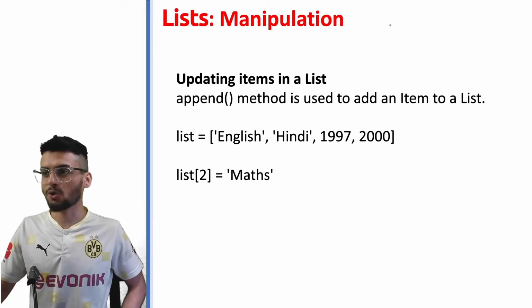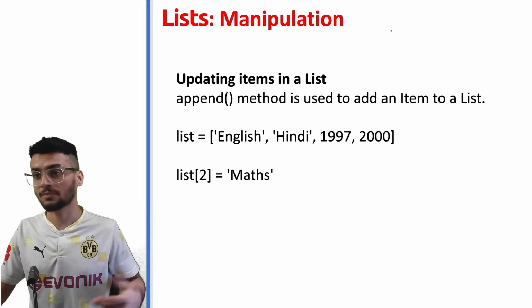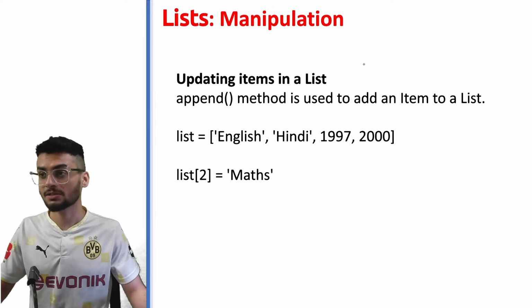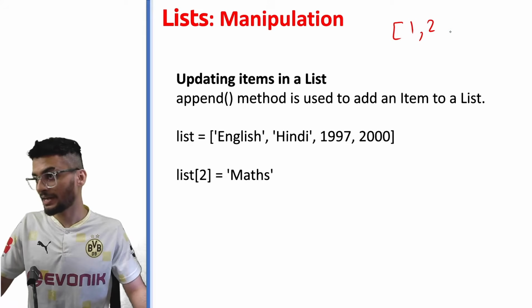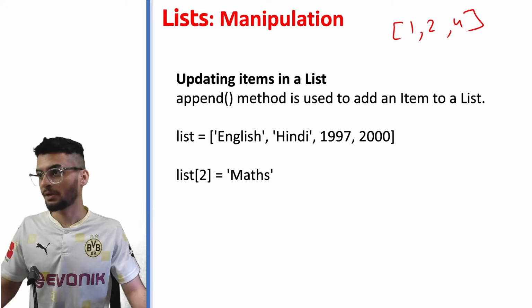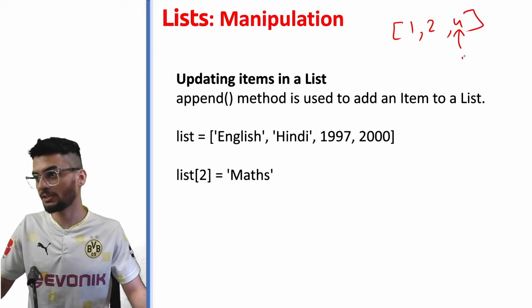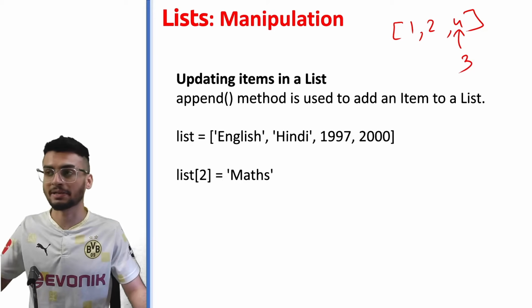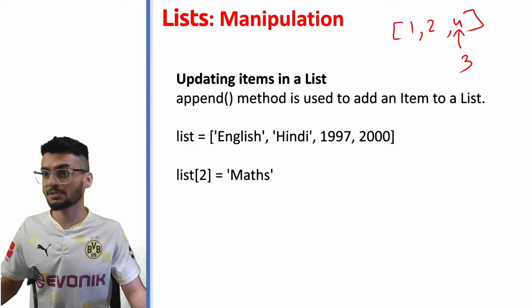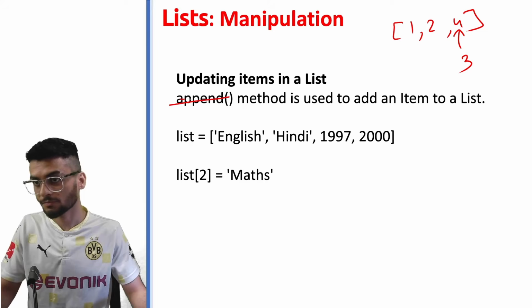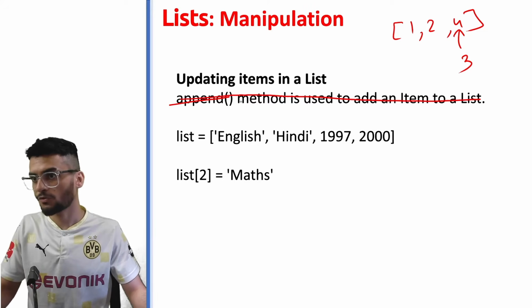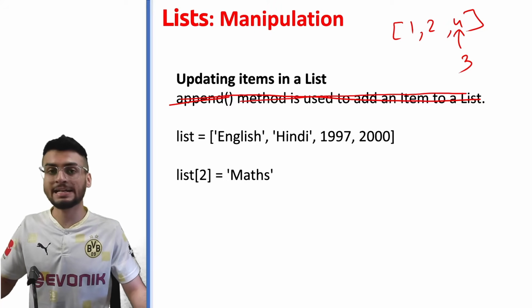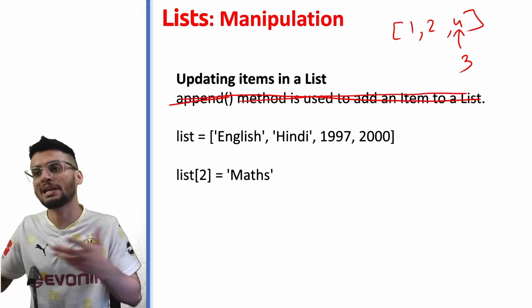Next is, how can you add an element to a list or maybe update an element in a list? Let's say I already have a list like this, but I want to change this into 3 or maybe some other element. For that specific purpose, we use the index of the list and we allot a new value to it.